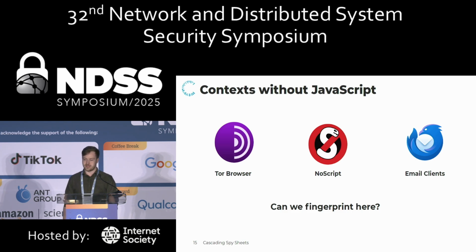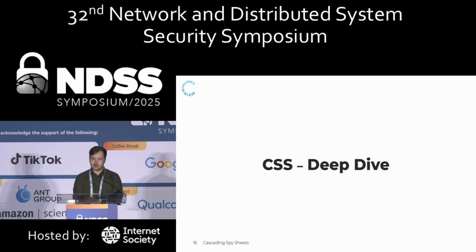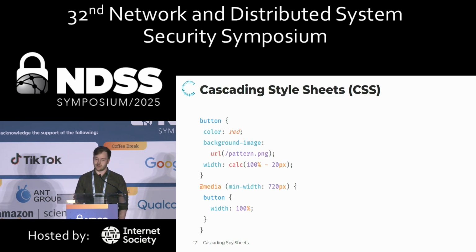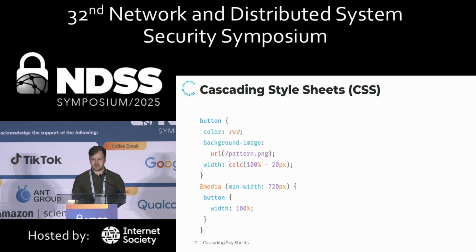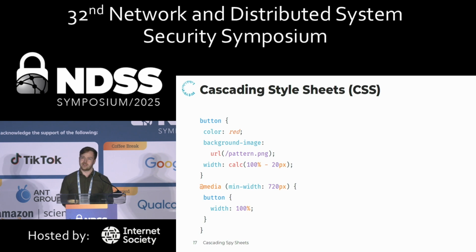And thus, the natural question is, can we also fingerprint in these contexts where we do not have access to JavaScript? So let's take a look at the most interesting remaining technology that we have on the web, on the client side, and this is CSS. CSS, cascading style sheets, look like this. We have this big style block on the left, and if we walk through this, it's actually quite simple what's going on here.